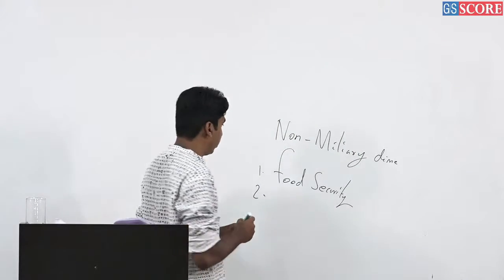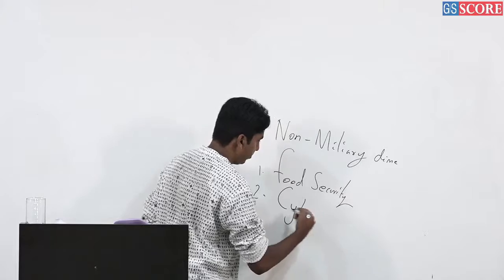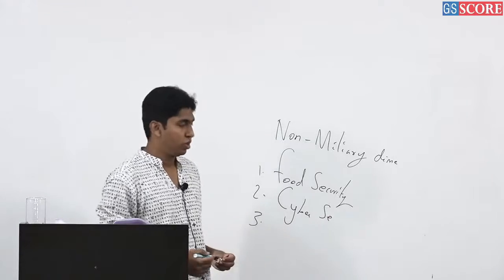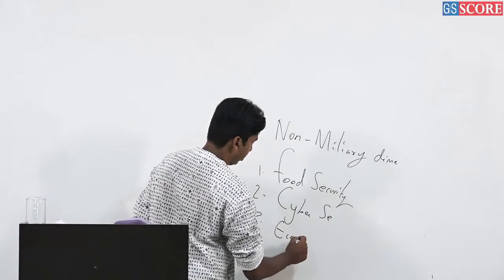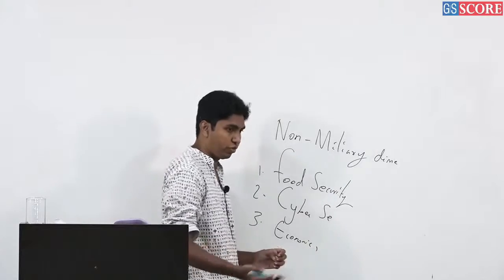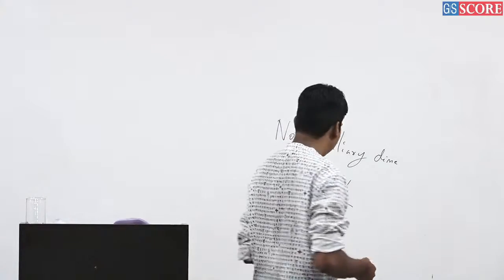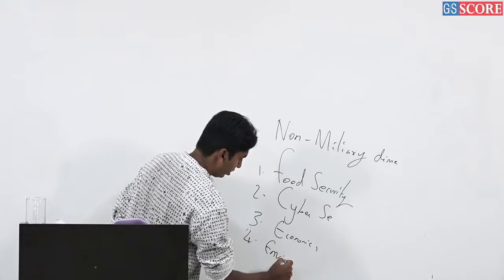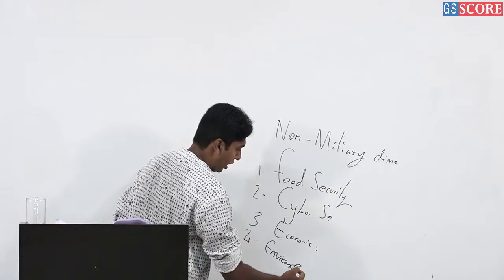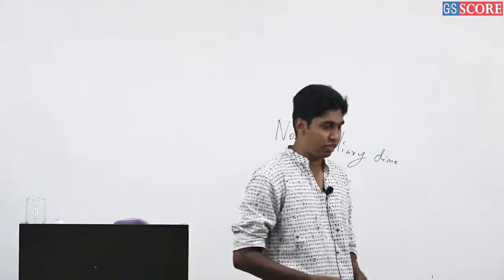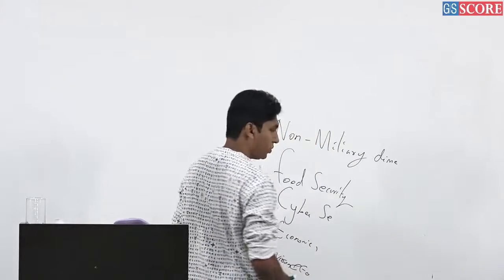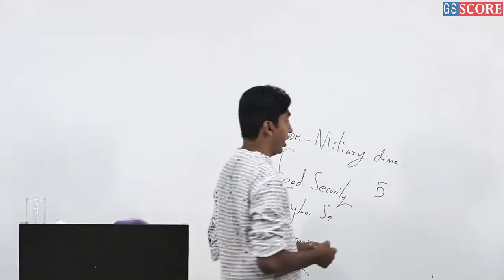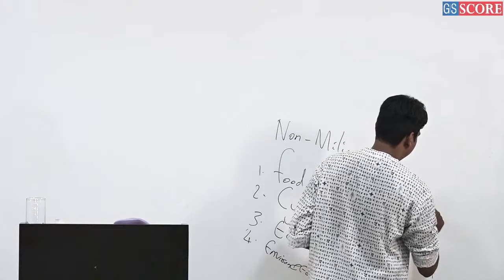Then next is cyber security. We will study it later. Then the third aspect is economic security. We would study that also. Then the fourth non-military dimension is environmental and ecological security. That's very important. Then the fifth aspect is energy security. Energy security is more important.